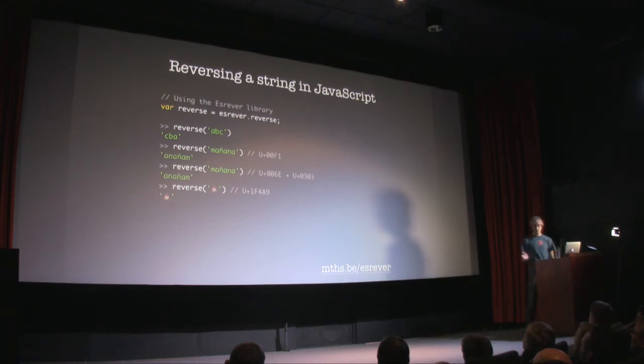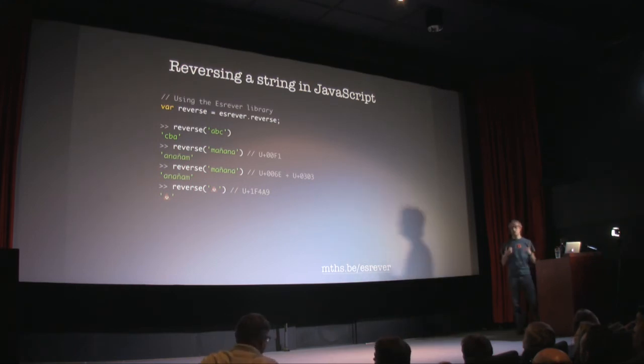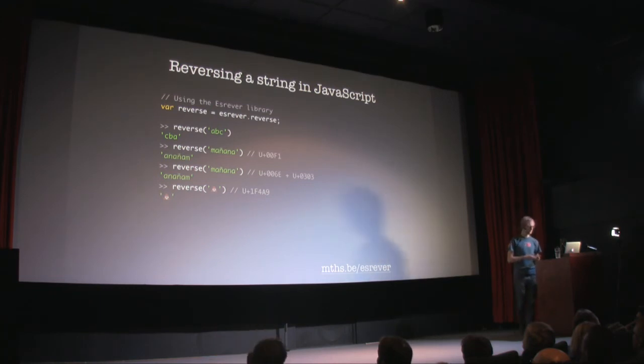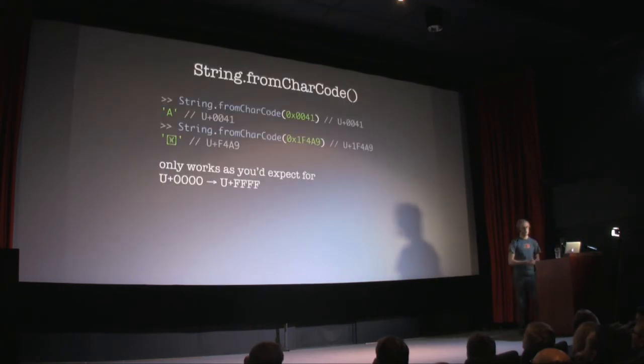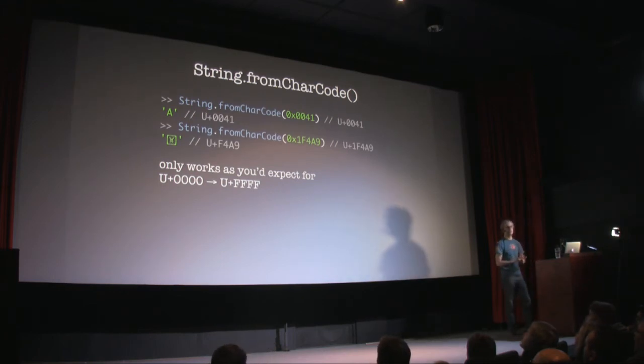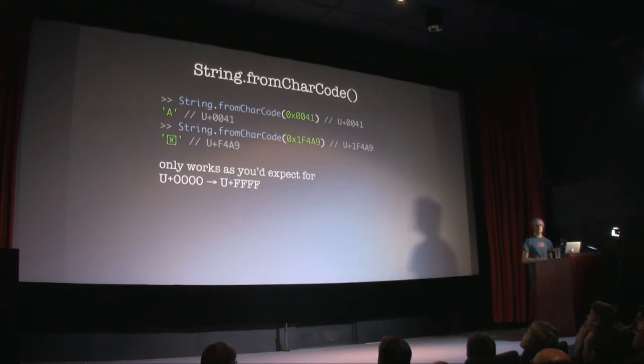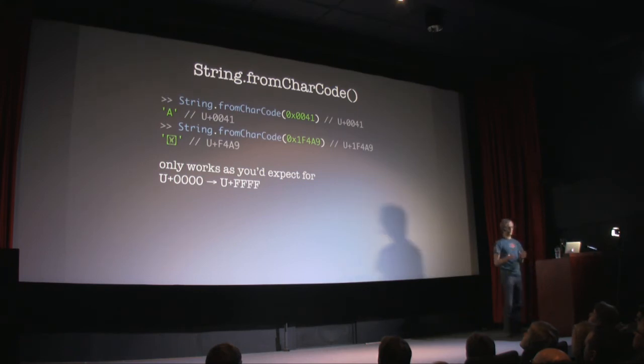Anyway, those were just some examples. Of course, it's not very common to actually need to reverse a string in JavaScript. I just want to make you think about this behavior because it all boils down to the same problem, really. And this behavior affects other string methods too. So for example, String.fromCharCode allows you to take a code point, so you can pass a number to it, and then it will create a string based on that code point. But it only works correctly the way you would expect it to for BMP code points. As soon as you pass an astral code point, you will still get a result. It won't throw an error or anything, but it won't be the result that you expect.